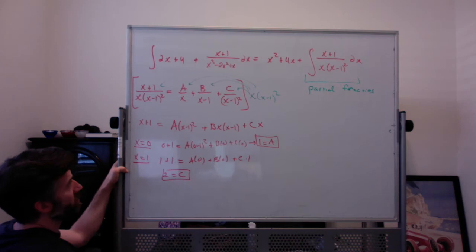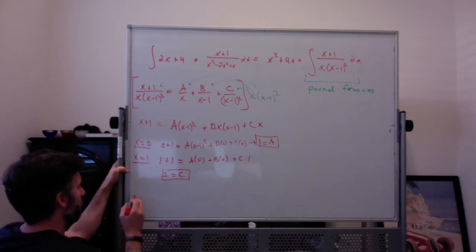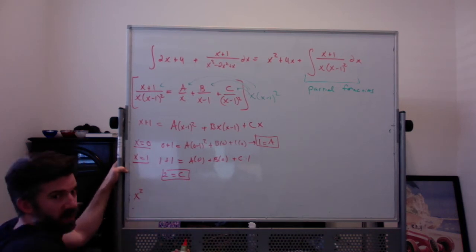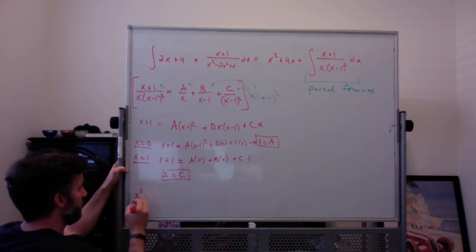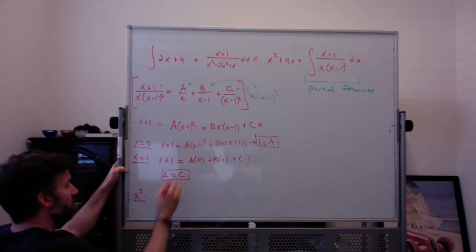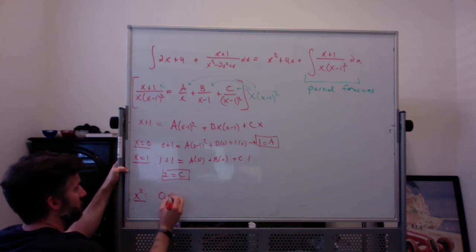And then I do this thing called equating coefficients, where I look at the highest power. I mean, you start with the highest power, but you can go lower as well. So I see I have an x squared if I multiply this out. On the left, I have 0x squared.